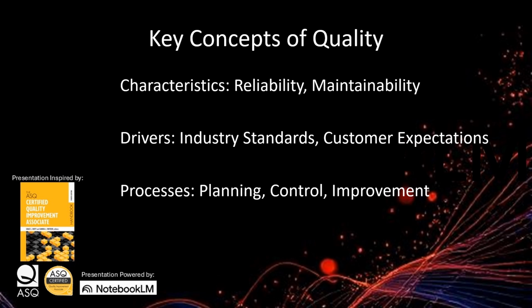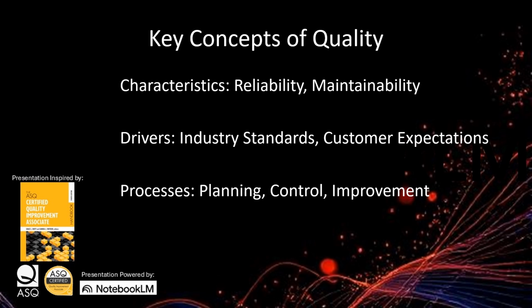Okay, so those are qualities inherent to the product or service itself. Exactly. Then you have the drivers, things like industry standards and customer expectations, which shape how we define quality. So external forces that influence our perception of quality. Right. And finally, you have the processes: planning, control, and improvement, the actions we take to manage and achieve quality. Got it. So quality is a product of all these interacting elements.